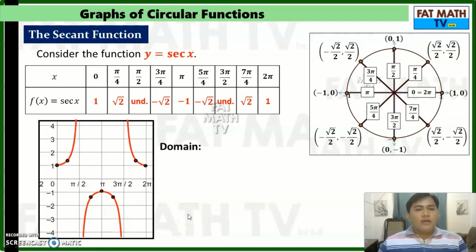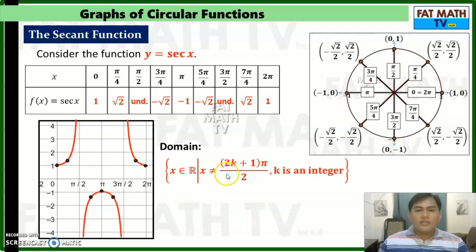Okay, so for the domain, we can have any value except pi over 2, 3 pi over 2, and 5 pi over 2, 7 pi over 2. So all the odd multiples of pi over 2 are not allowed. So same with the tangent function. So all real numbers except odd multiples of pi over 2.